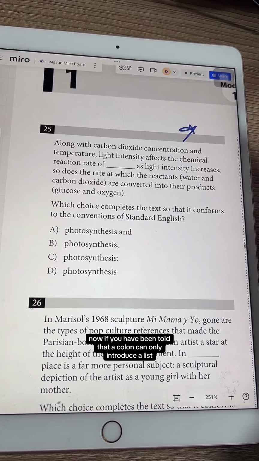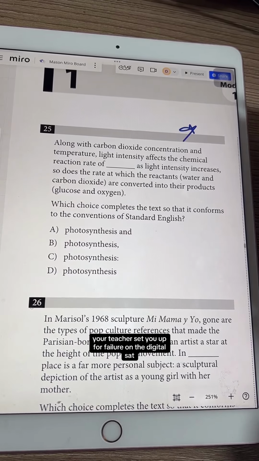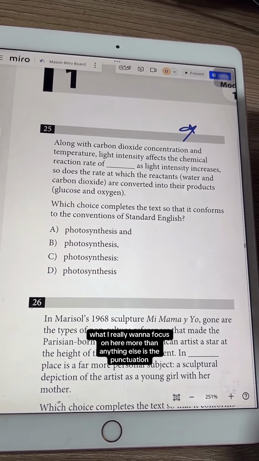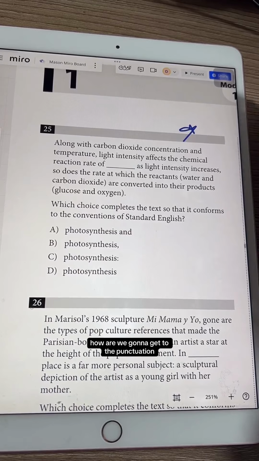Now, if you have been told that a colon can only introduce a list, your teacher set you up for failure on the digital SAT. What I really want to focus on here more than anything else is the punctuation. How are we going to get to the punctuation? We have to determine which clauses are present.